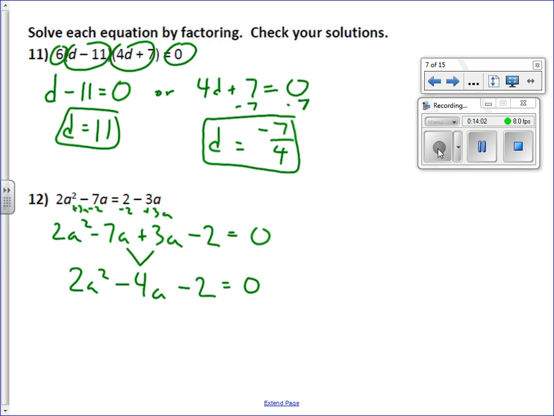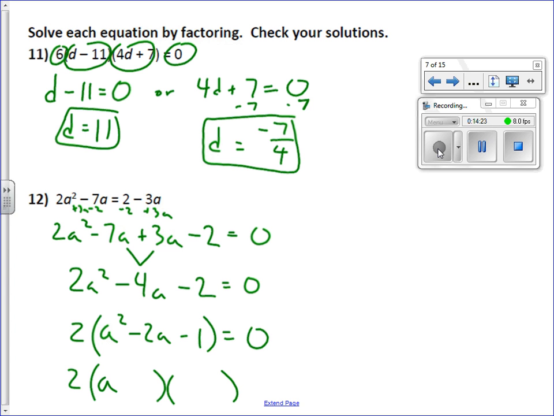Everything is divisible by 2 now, so I can factor a 2 out and get a squared minus 2a minus 1 equals 0, which factors into, and I need two numbers that will multiply together to give me negative 1 and add together to give me negative 2. How about negative 1 and positive 1? Wait, okay, let's try something else.